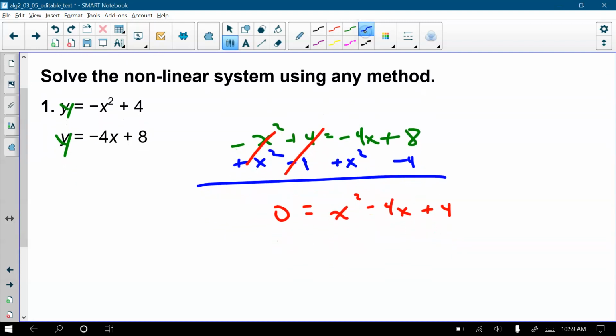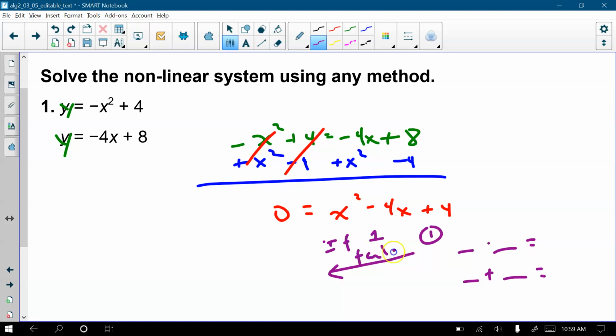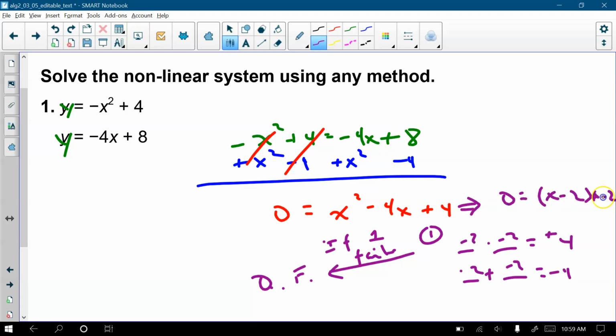I could try the Foster method here for those of us that know it. Something times something equals something, and something plus something equals something. And if this doesn't work, so this is option 1, if option 1 fails, quadratic formula, x equals opposite b, etc. It looks like -2 and -2 work, though. So this is going to be factored as 0 equals x minus 2 times x minus 2. And when I set this equal to 0, I said x minus 2 equals 0, then I saw x equals 2.